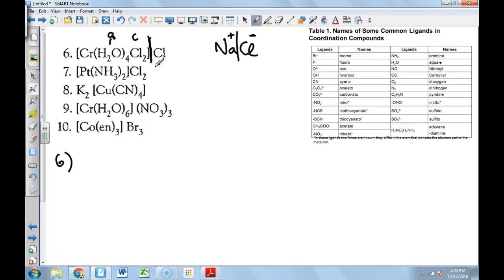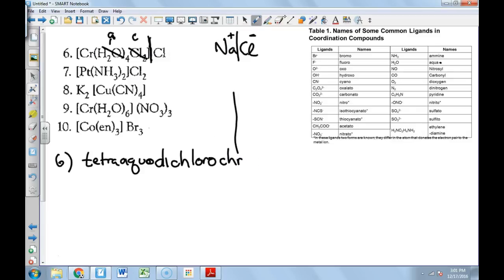Typically I name these backwards, so I would go dichloro, but I can't do that because I have to name the aquo first. So I'm going to go tetra aquo, and then dichloro. I'm naming the ligand parts first: tetra aquo dichloro. And now I'm going to do chromium.